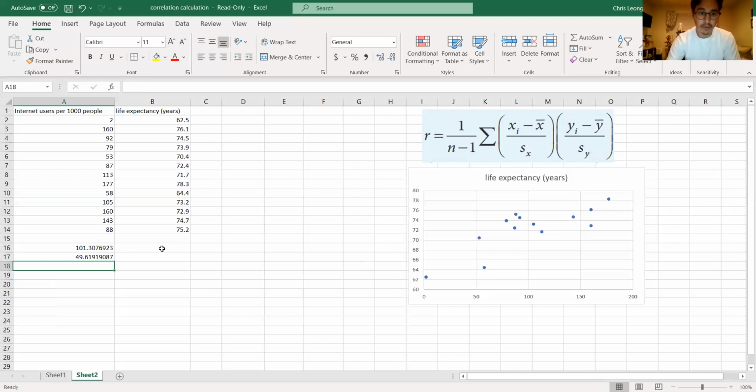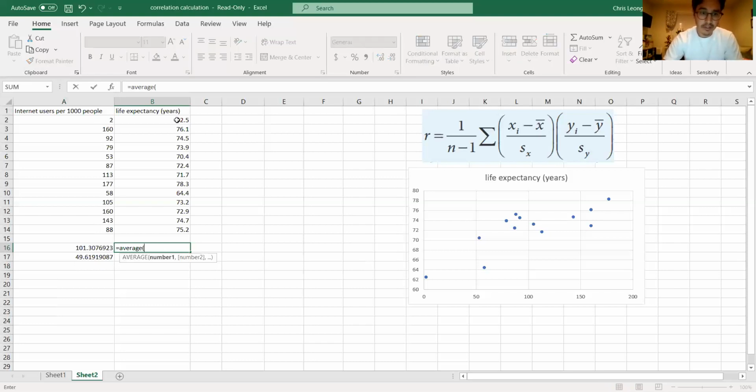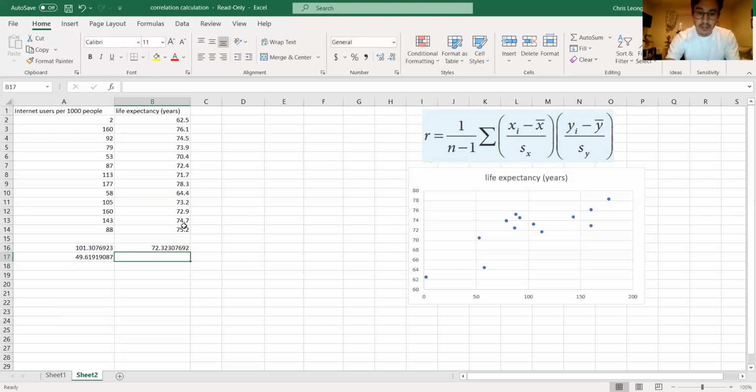And we'll do the same thing for life expectancy. Find the mean. Excel just calls it the average. And then the standard deviation.